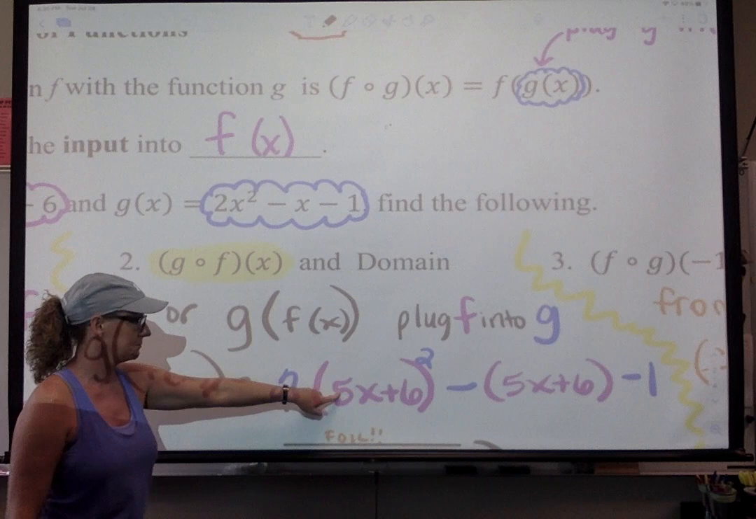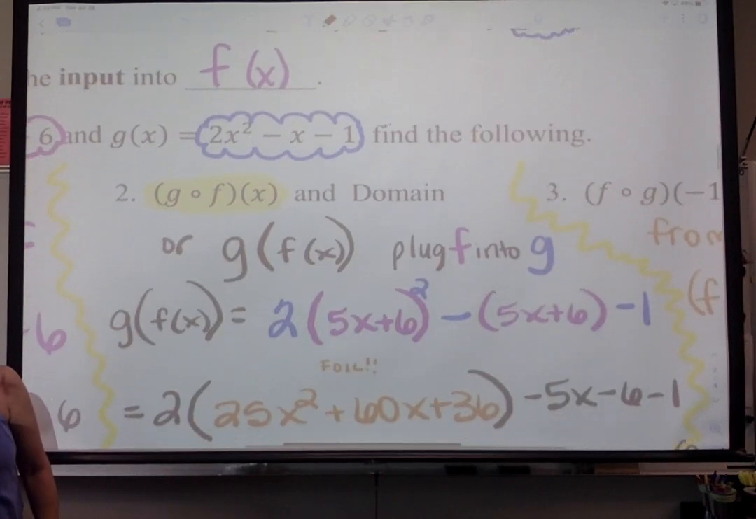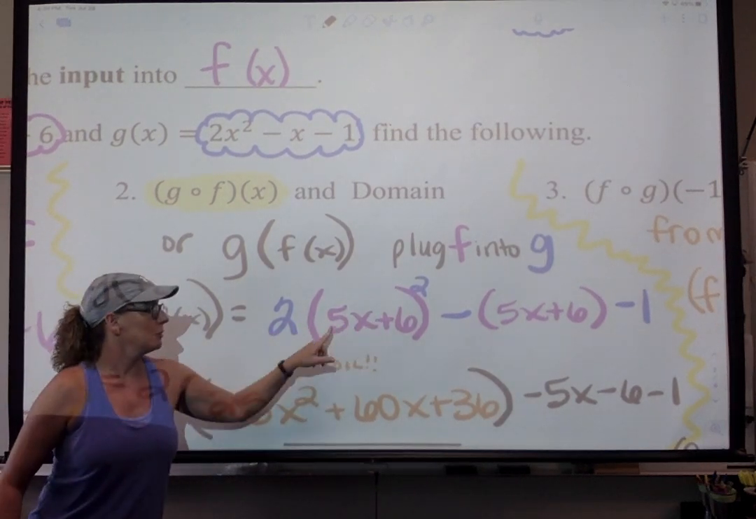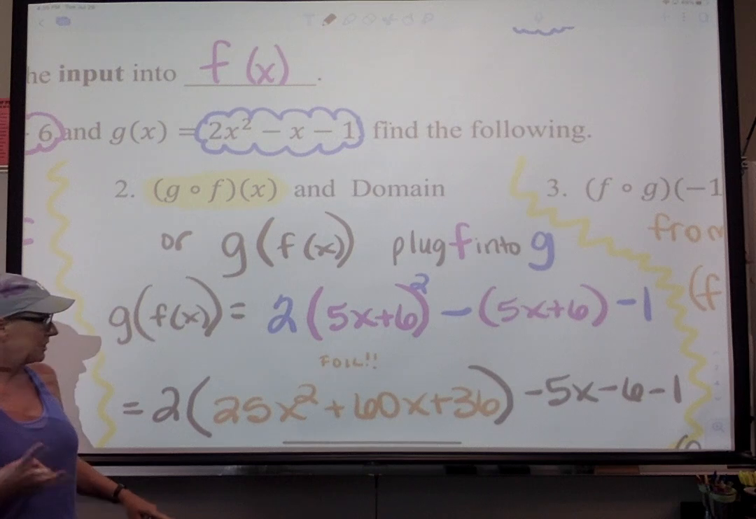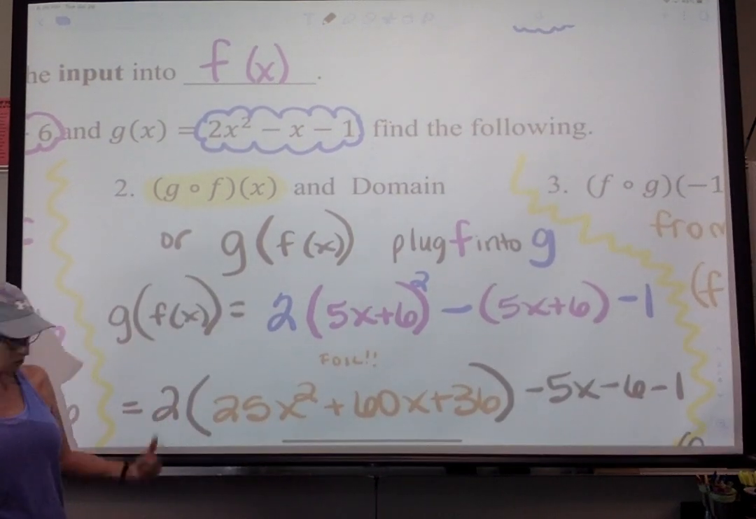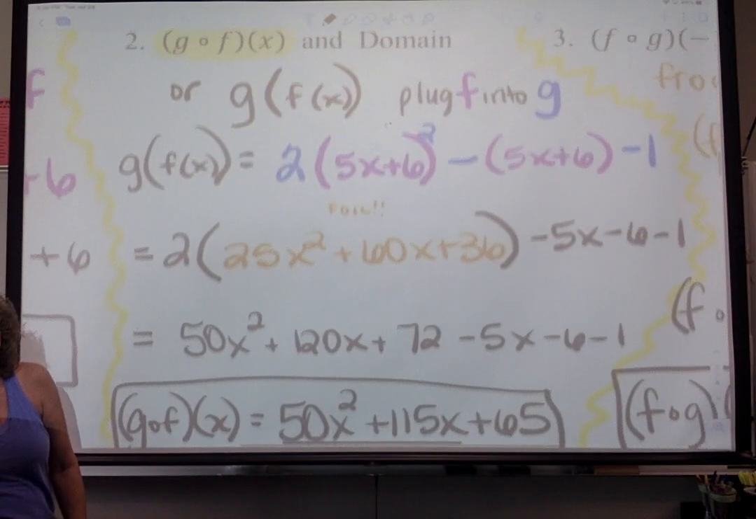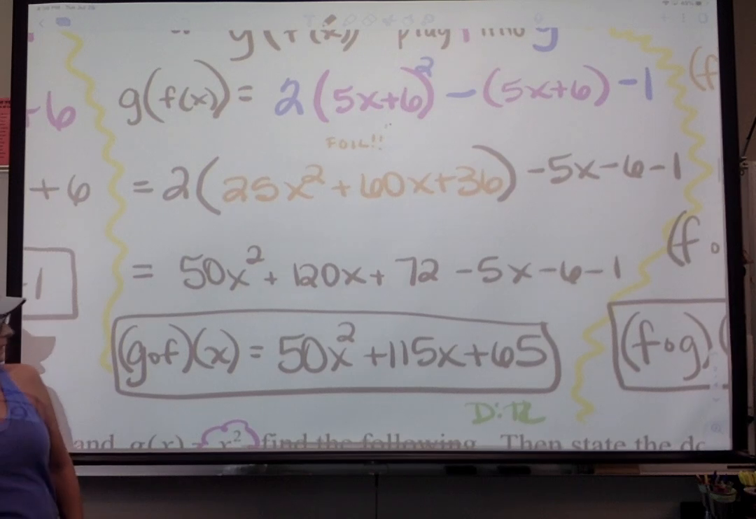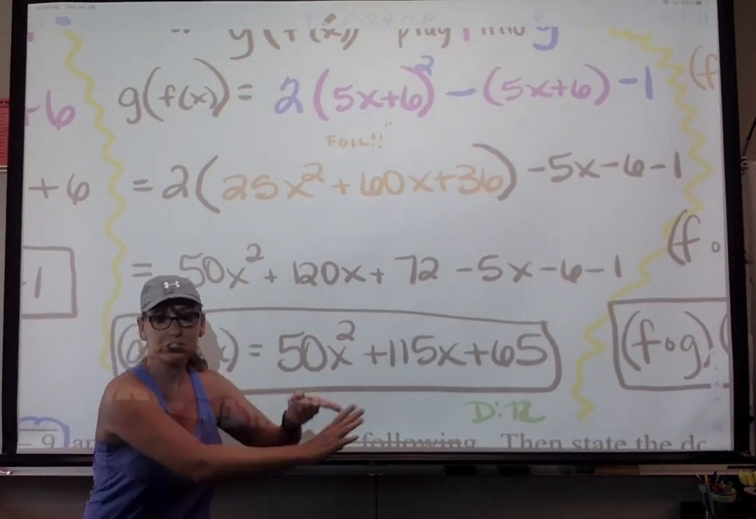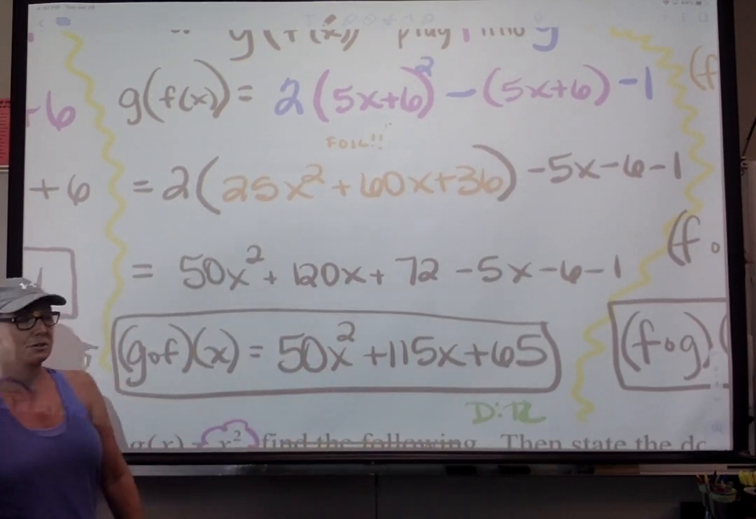FOIL. I'm getting ready to simplify. You've got to FOIL that. So I did. I FOILed it. Binomial times a binomial, first, outer, inner, last. This is what I got. I'm going to distribute my 2, and I'm going to collect like terms. And I get a quadratic. There's no division in there. There's no radical in there. My domain is all real numbers.